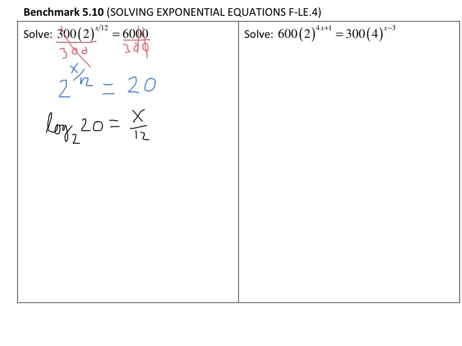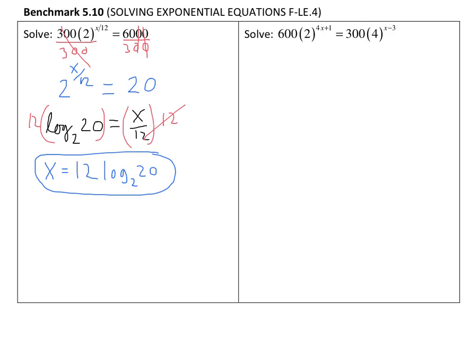Now we finish solving. To finish solving this, I got to get rid of the 12 right here. Since it's divided by 12, I got to get x by itself. So if it's divided by 12, I multiply by 12. If I multiply this by 12 and this by 12, I now have my answer. x equals 12 log base 2 of 20. That would be your answer if you did not have a calculator.